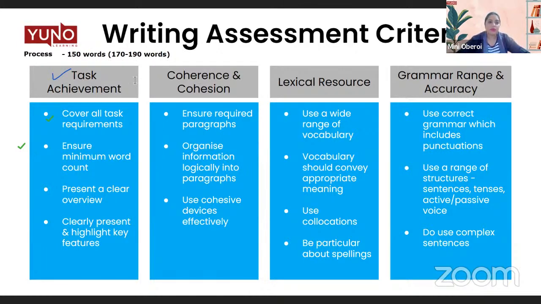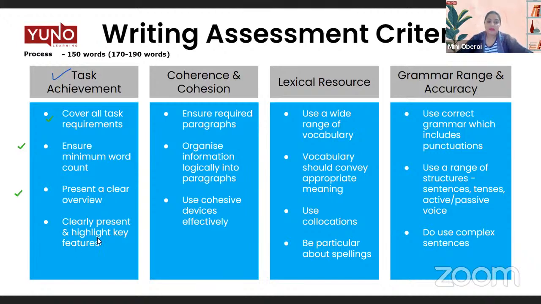After this, present a clear overview. Some students think, okay, this is a diagram where I have to depict a process, so why do we need an overview paragraph? No, that is a blunder, guys. We have to give an overview paragraph. And in this session, you will understand what we should include in the overview paragraph, right?